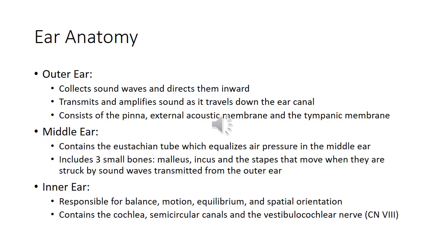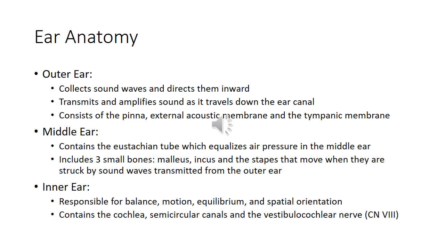Ear anatomy. We have the outer ear, the middle ear, and the inner ear. The outer ear collects sound waves and directs them inward. They transmit and amplify sounds as they travel down the ear canal. This consists of the pinna, the external acoustic meatus, and the tympanic membrane.